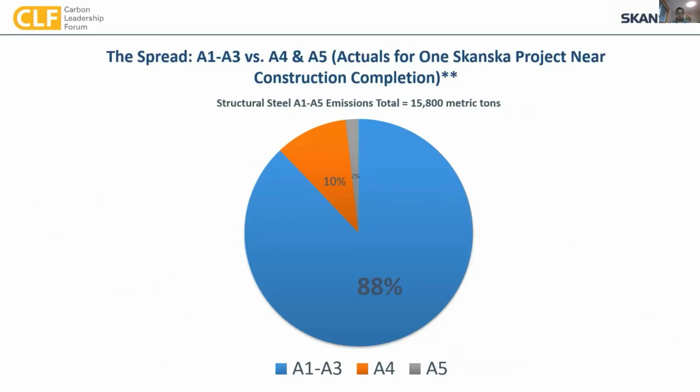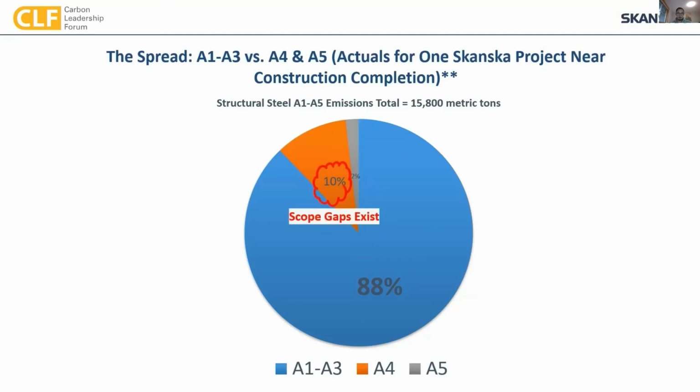So if you're wondering what we've seen as far as the spread between A1 through A3 versus A4 and A5, this is generally what it's come down to. This is for one actual Skanska project that's nearing construction completion. A4 and A5 are predicated on all of our construction being done, and we just started tracking this a couple of years ago, so we don't have a ton of data, but it's about 88% A1 through A3, 10% A4, 2% A5. That gives you kind of the scope and overall big picture of what we've seen.